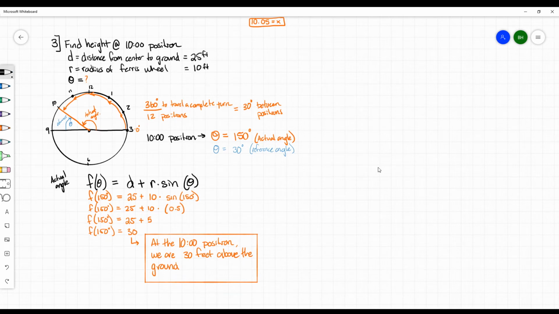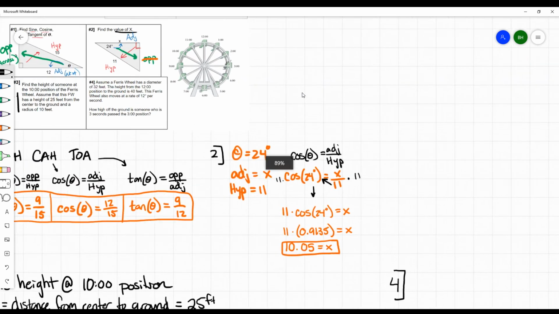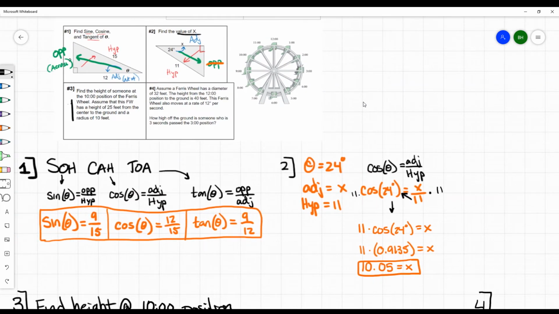Number 4 follows a similar pattern, or I guess a similar problem-solving technique. However, it just has a little bit more of trickiness when it comes to the problem itself. So number 4 says, assume a Ferris wheel has a diameter of 32 feet. The height from the 12 o'clock position to the ground is 40 feet. And this Ferris wheel also moves at a rate of 12 degrees per second. So not only do we have some different information, but it's also moving. How high off the ground is somebody who is 3 seconds past the 3 o'clock position?